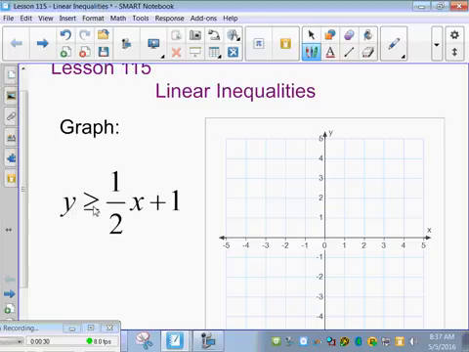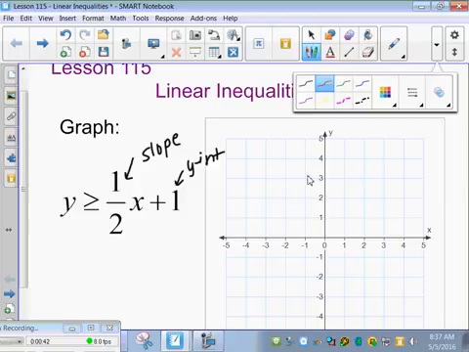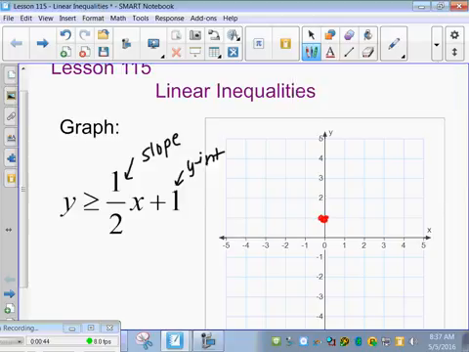Y, if this was an equal sign, right, we would have a slope of 1/2 and a y-intercept of 1. So the first thing we always graph is the y-intercept, which is at +1 on the y-axis, right? And then we have a slope of 1/2. So rise over run, remember we're going up 1 over 2. Up 1 over 2. Or you can go down and to the left, because negative is also positive.